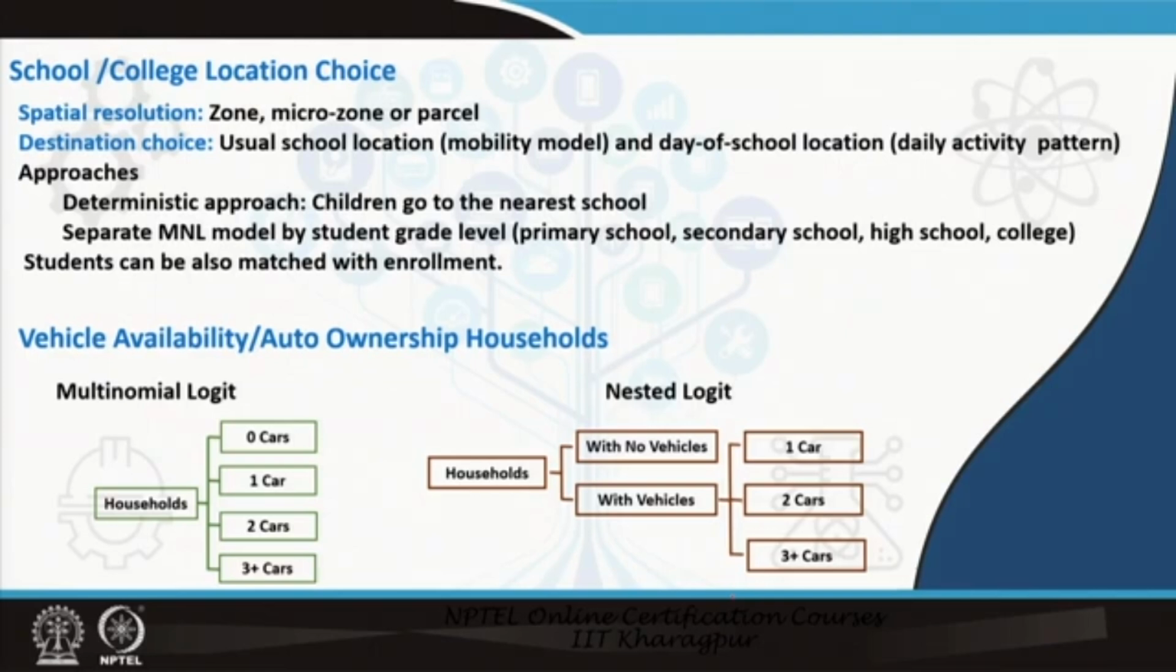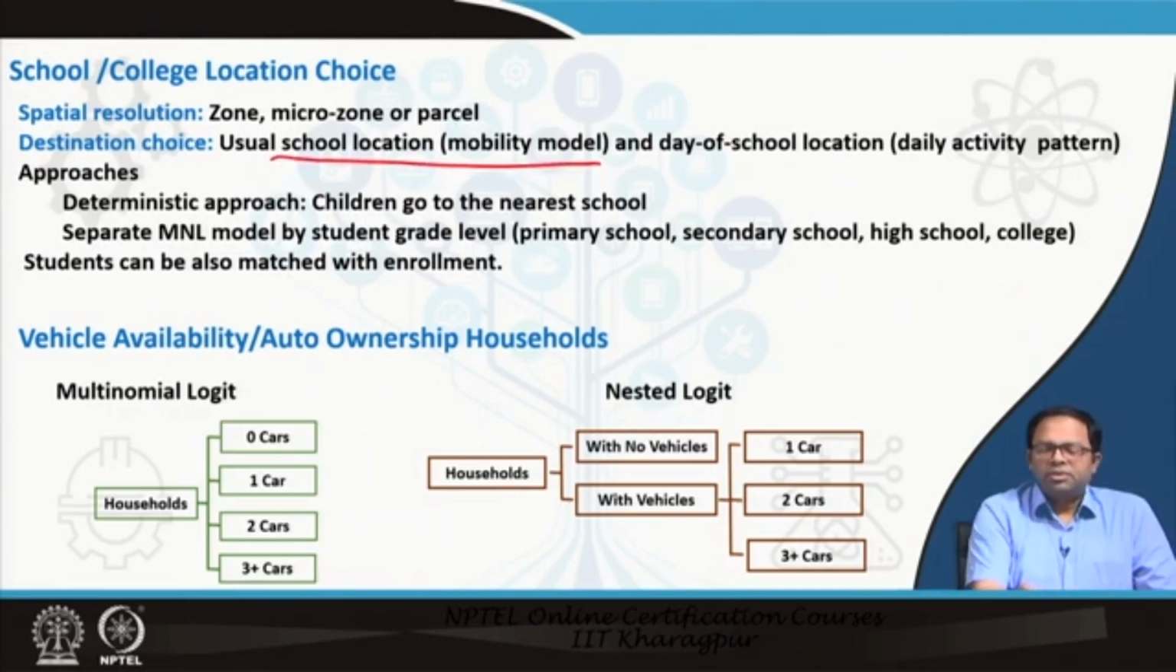So, finally, we can also talk about school and college location choices, where spatial resolution could be the same: zone, microzone or parcel. Destination choice is usual school location, which is a mobility model, or day of school location based on the daily activity pattern. What could be the approaches? It could be a deterministic approach, like children go to the nearest school from their house. That means children are studying in government schools, so they go to the nearest school in that way. But if they are going to a private school which is far away, then that cannot be determined over here. So, for that we may need to have a location choice model.